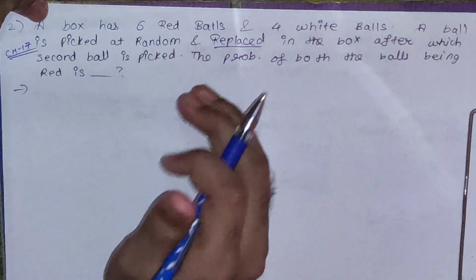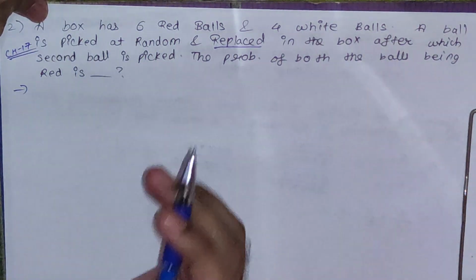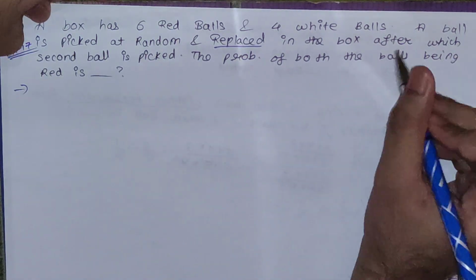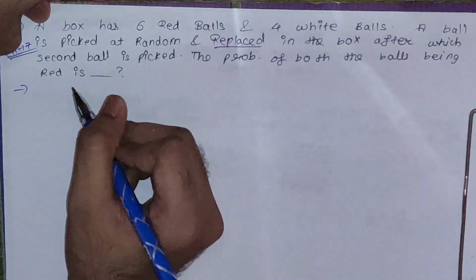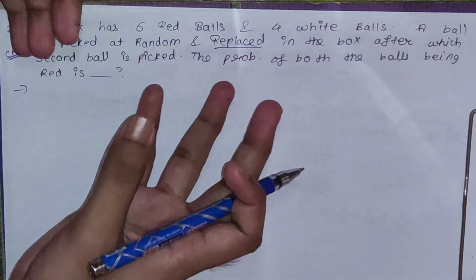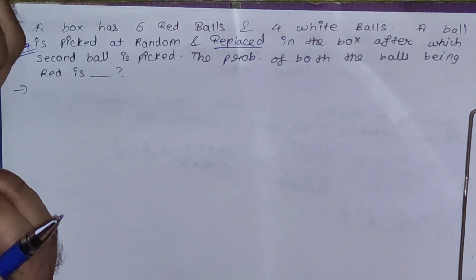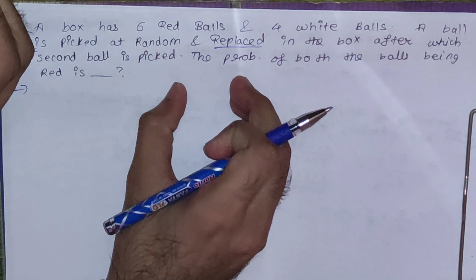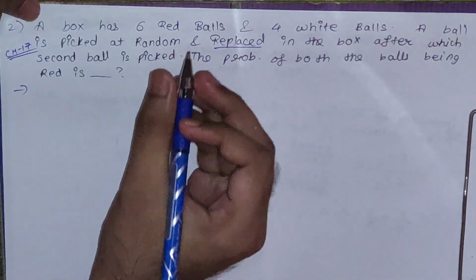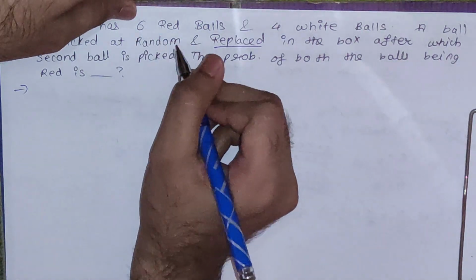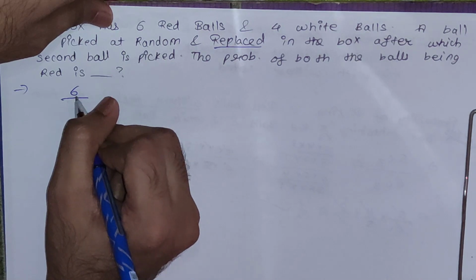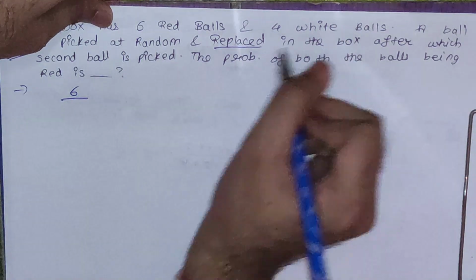Always while solving these ball based sums, you have to tackle the condition first. So you can see the condition given to us is the probability of both the balls being red. So the condition is that both the balls should be red. It means first we are picking one red ball, then we are putting it back into the bag, and then again we are picking one red ball. So if we solve it, from 6 red balls we are picking one red ball first, so 6 upon total balls, which is 10, right?